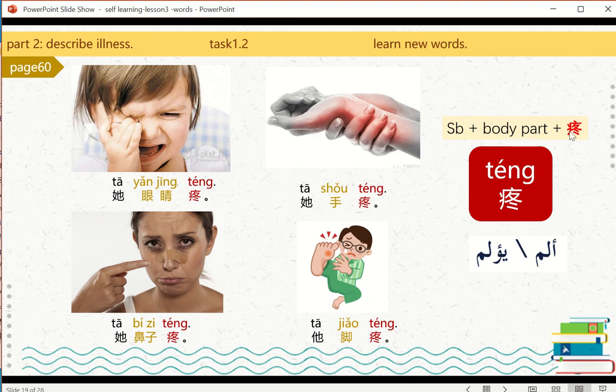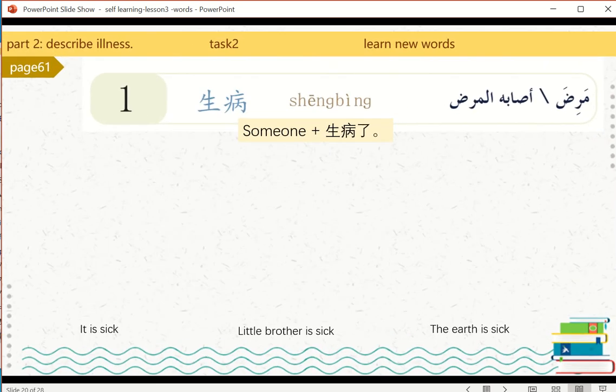It's somebody, the body part, 疼. 她眼睛疼 means her eyes pain, 她手疼 her hands pain, 她鼻子疼 her nose pains. Here 她 doesn't mean 'her' literally. 她眼睛疼, it's just that when we hear it we know it's talking about her eyes. So 她 is only pointing out whom we are talking about, whose body part this 眼睛 belongs to. 所以 somebody, body part, 疼：她眼睛疼，她手疼，她鼻子疼，她脚疼，疼。好，this is the first new word.